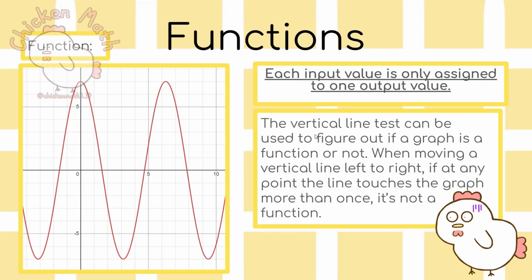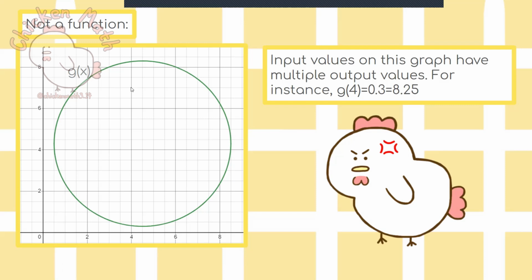So the vertical line test can be used to figure out if a graph is a function or not. If you just imagine a vertical line and you drag it across the graph, if that vertical line touches the graph more than once at any point, then it's not a function, because that means an input value would have multiple output values. For example, this circle isn't a function because when the input value is 4, there's two output values, one at 0.3 and one at 8.25, so it just isn't a function.